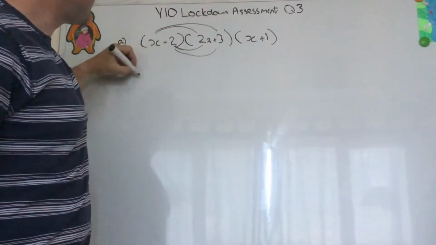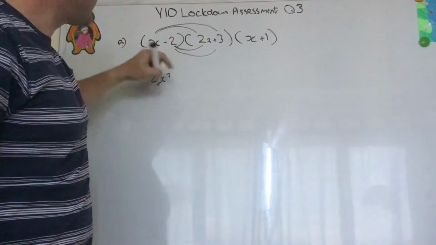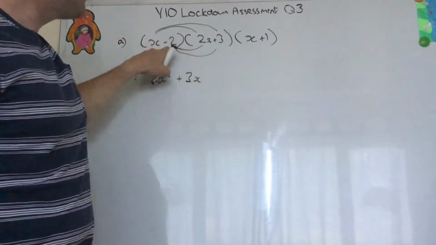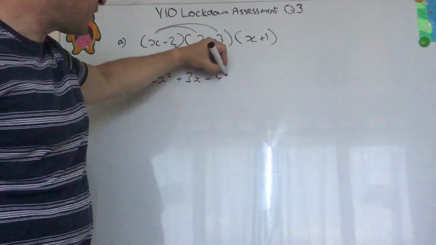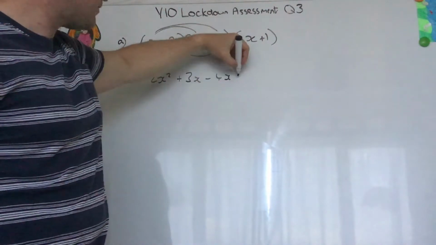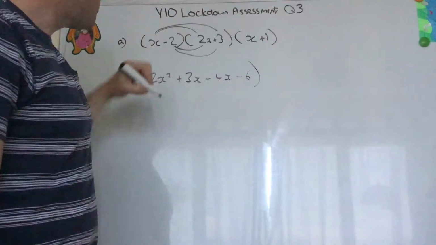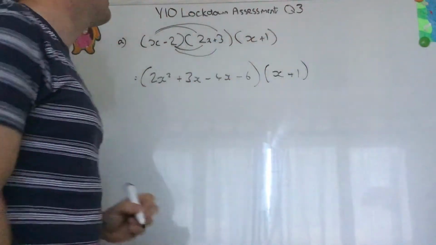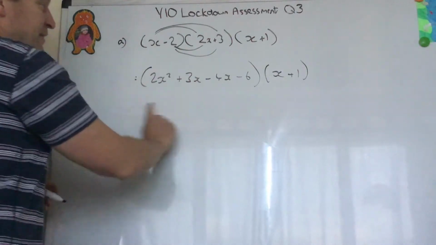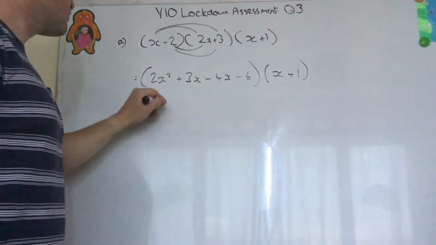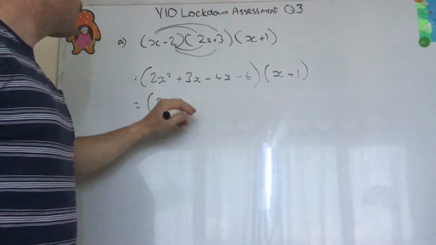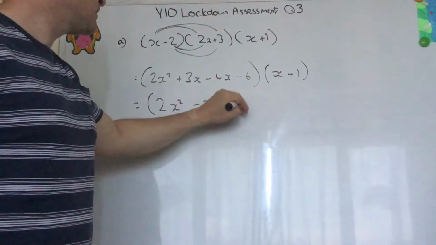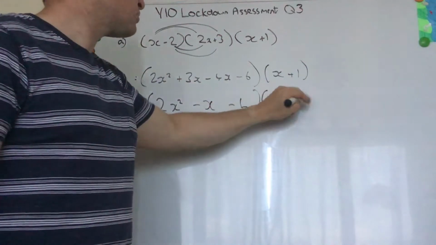So x times 2x, 2x squared, x times plus 3, plus 3x, minus 2 times 2x, minus 4x, and minus 2 times 3, minus 6. Put that all in one bracket, and we still need to times it by the last bracket, the x plus 1. It's easier now if we simplify this. We've just got less things going on in our final things. So 2x cubed plus 3x minus 4x is minus x, minus 6, x plus 1.